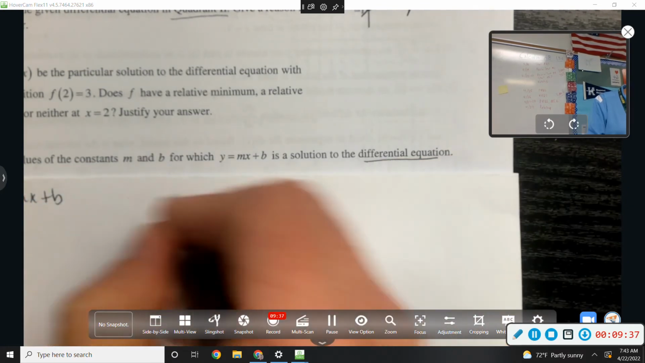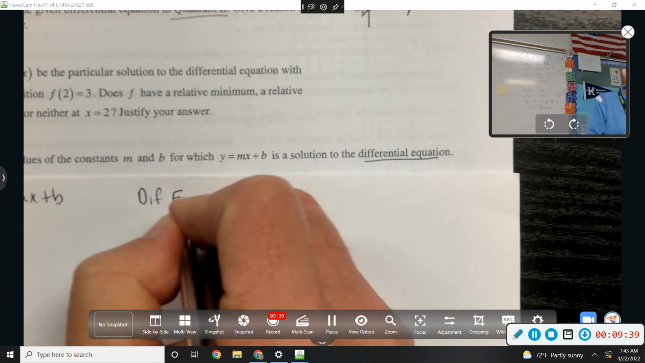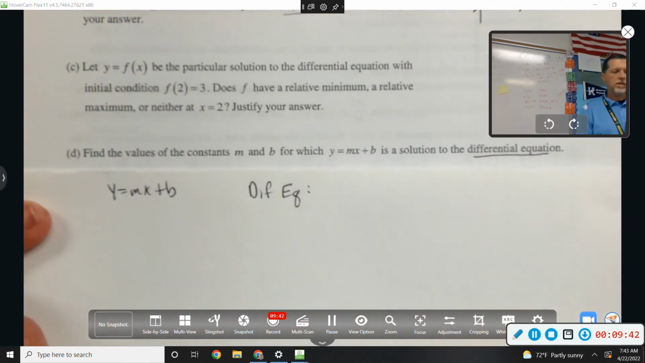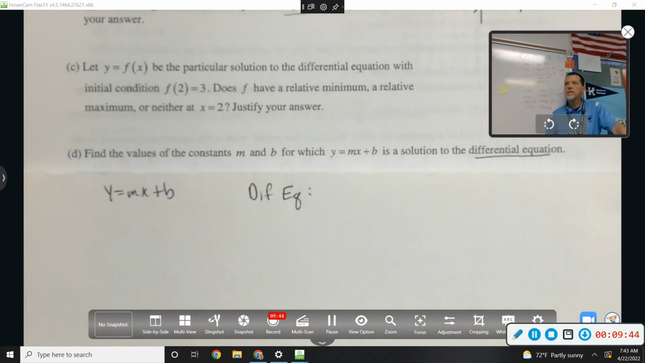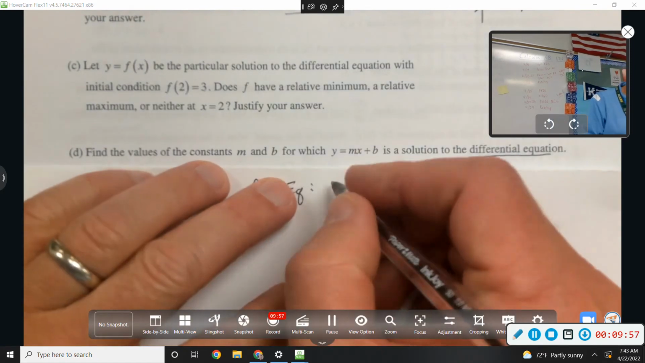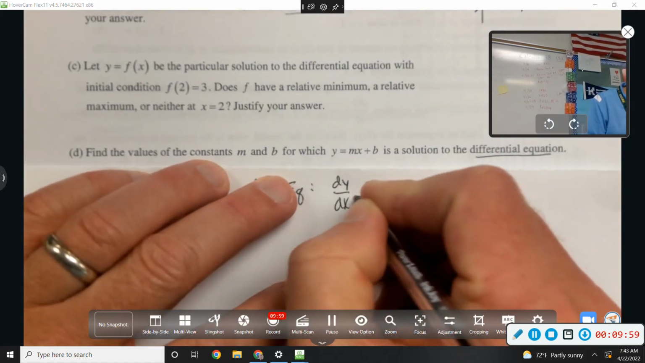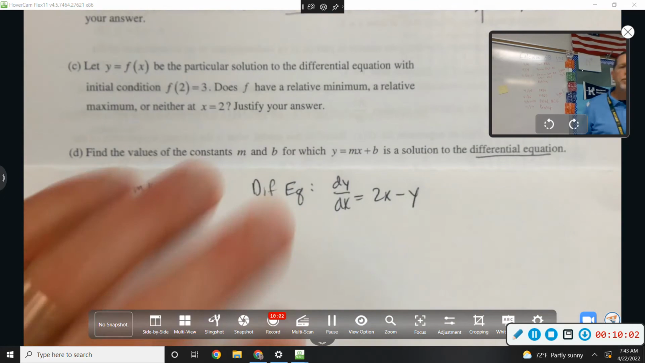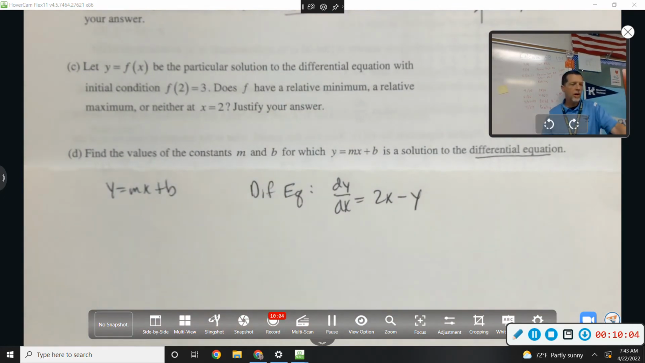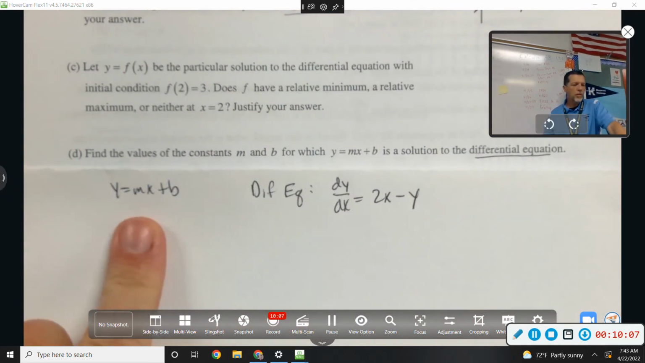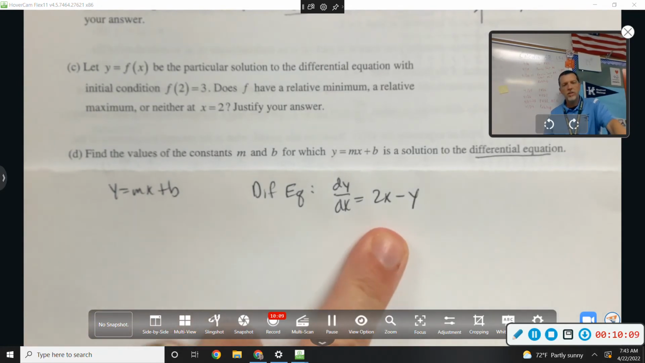Well, what's the differential equation? What are they talking about? Start back at the top and start rereading. Yeah, it says consider the differential equation. Oh, okay. dy/dx equals 2x minus y. So I want to figure out where y equals mx plus b is a solution to this equation.